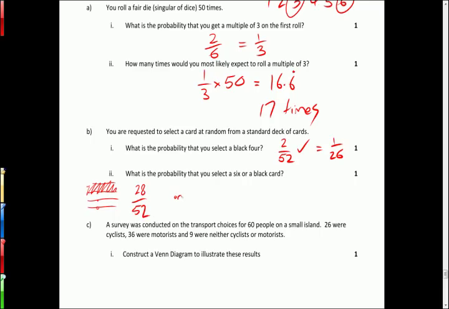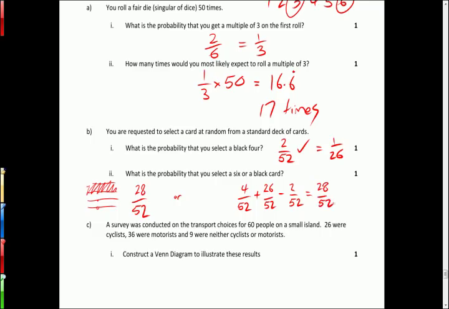Or I could say, look, how many 6s are there? There's 4 out of 52. Plus how many black cards are there? There's 26 out of 52. But subtract the overlap between them. How many are both 6 and black cards? And there are 2. Because there are 2 black 6s in these 4 6s, and there are 2 black 6s in these 26 cards, so you don't want to count them twice. So that's 4 plus 26 is 30, minus 2 is 28.